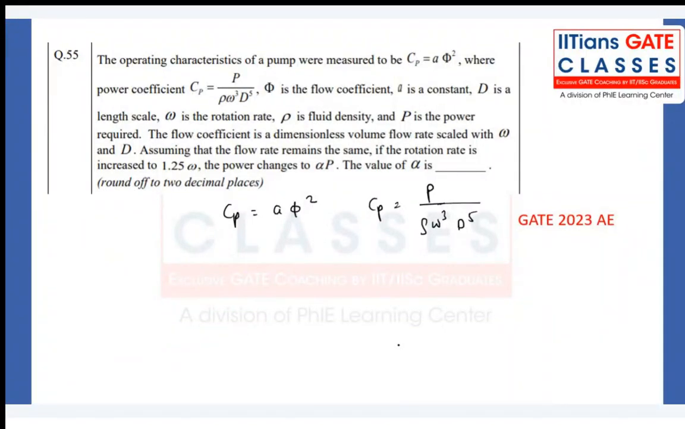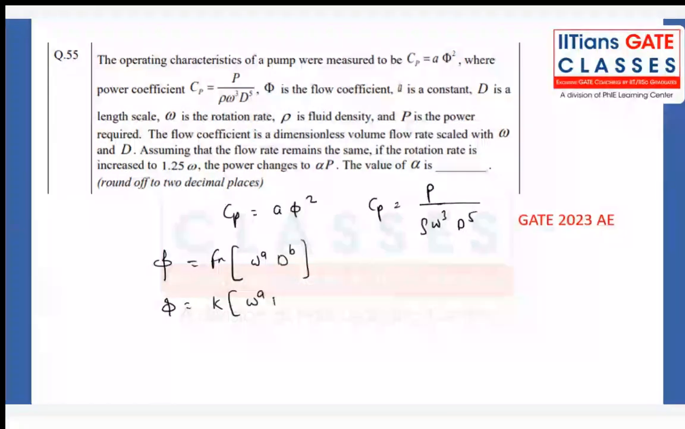Now they have given the flow coefficient phi is a function of what? It is a function of omega and D, omega to the power a, D to the power b. So can we write phi is equal to K times omega to the power a, D to the power b?